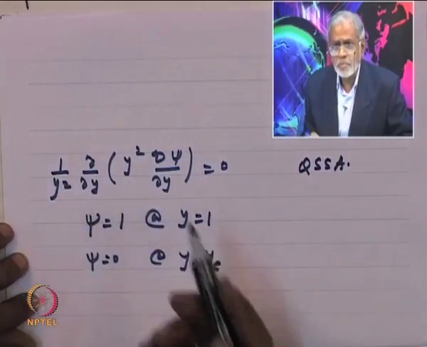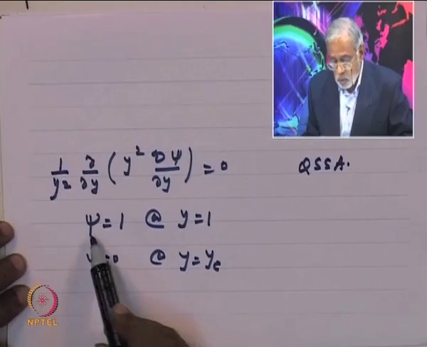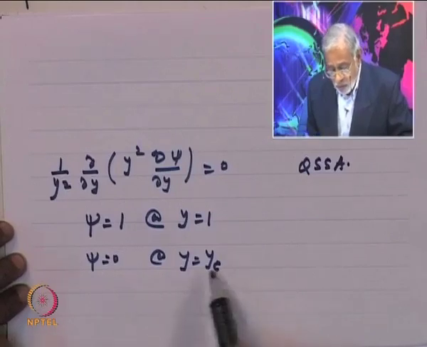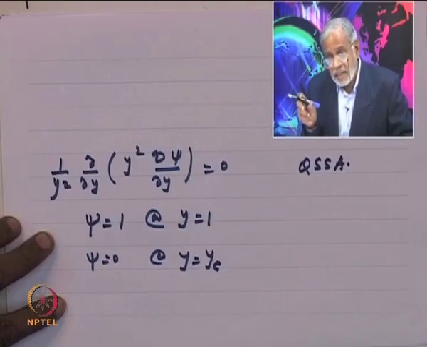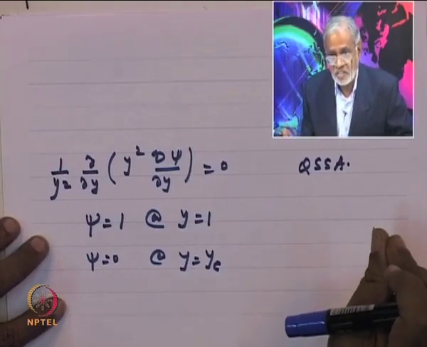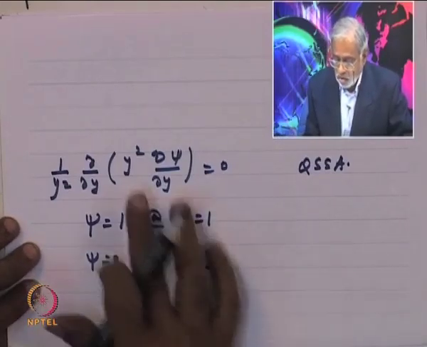Now, this is a fairly simple differential equation, and the conditions are psi equal to 1 at y equal to 1, and psi equal to 0 at y equal to yc. What does this mean? It means that all the reaction occurs in the ash layer and there is no material left as the unreacted layer is reached. This is the meaning of this condition. So, let us solve this. It is a fairly simple problem to solve.